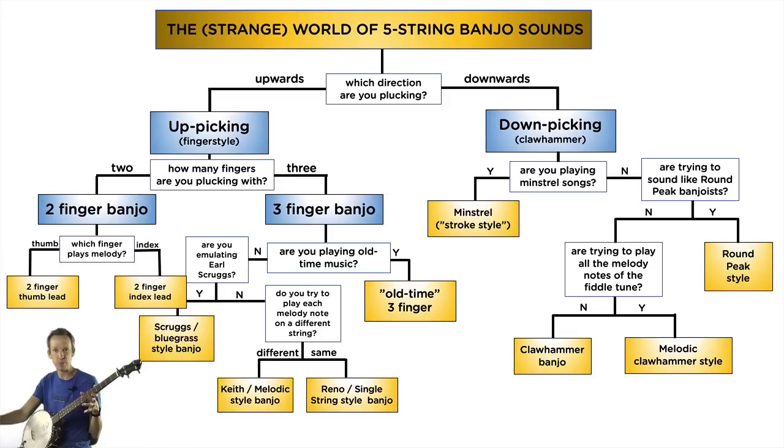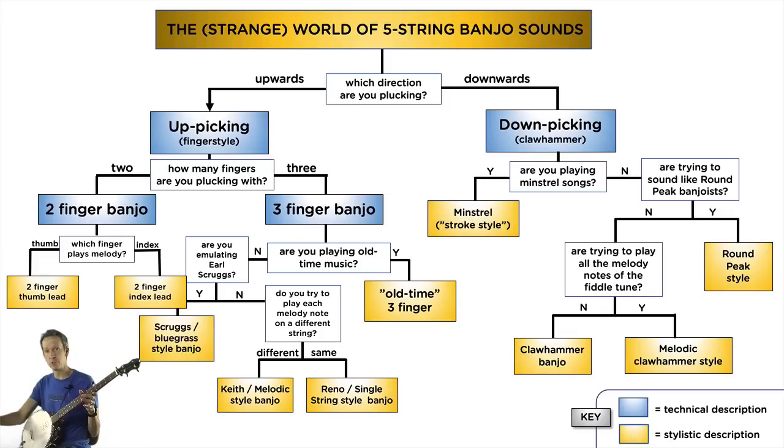And you'll note here that these technical and stylistic divisions are color-coded, so things in blue are technical descriptions or technical distinctions, and those in the gold color are stylistic descriptions. And there you have the major technical and stylistic divisions of five-string banjo.